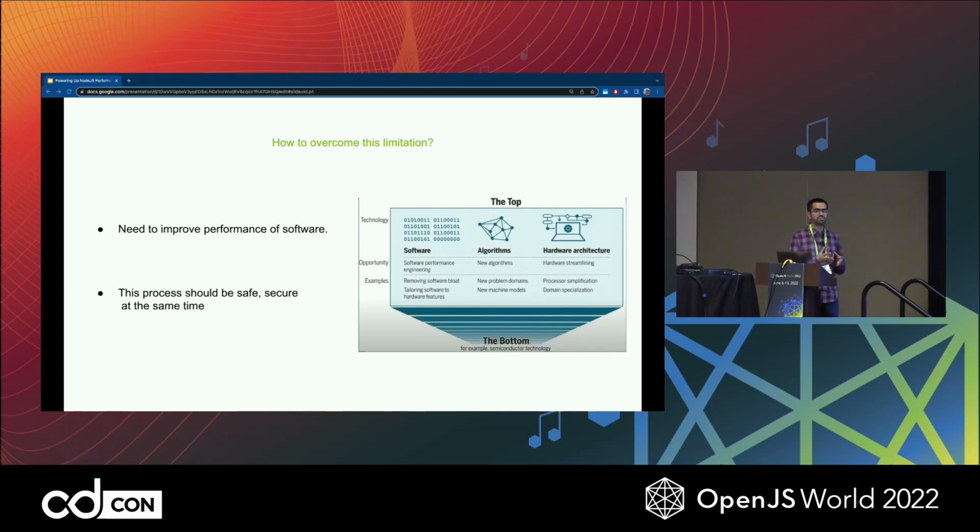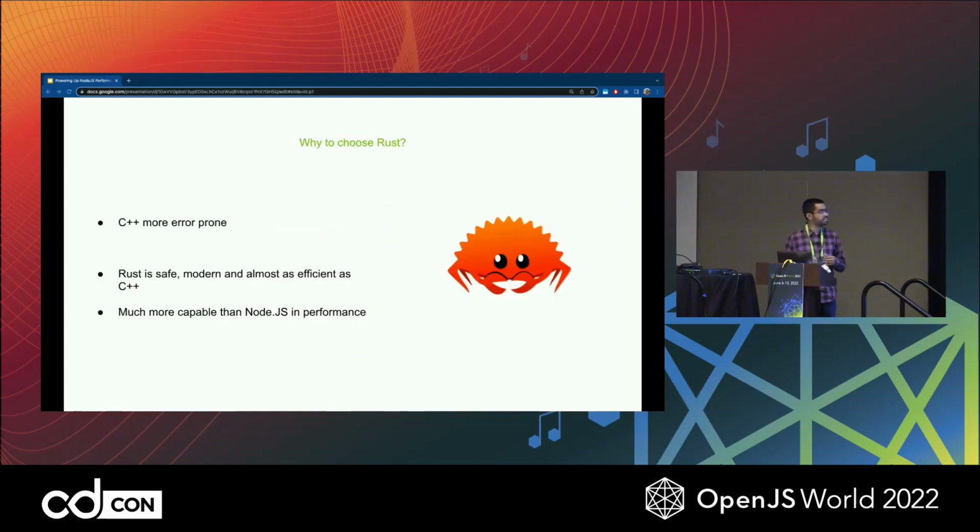So the need of the hour is to improve software performance. What we also have to take into consideration is that improving software performance has to also be safe and secure. We just cannot go ahead and improve software at the expense of having bad security. We also need to ensure that we have good security in place as well. That's where certain tools like Rust and WebAssembly come into the picture.